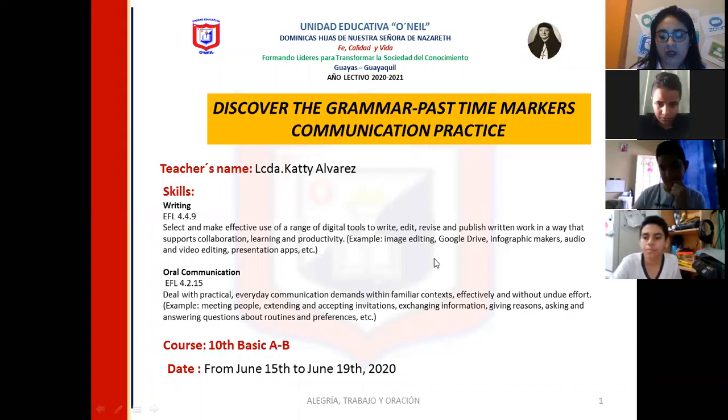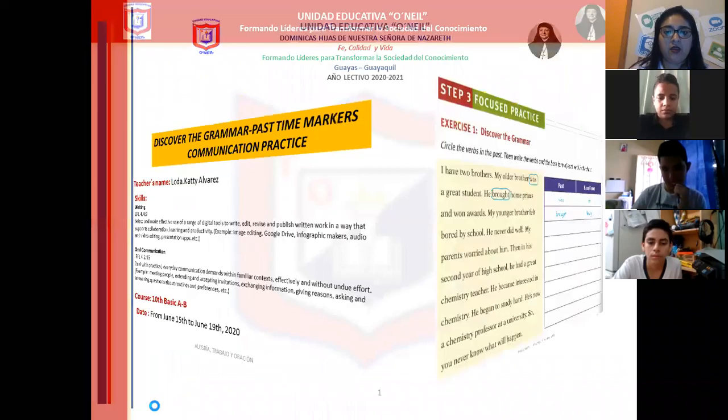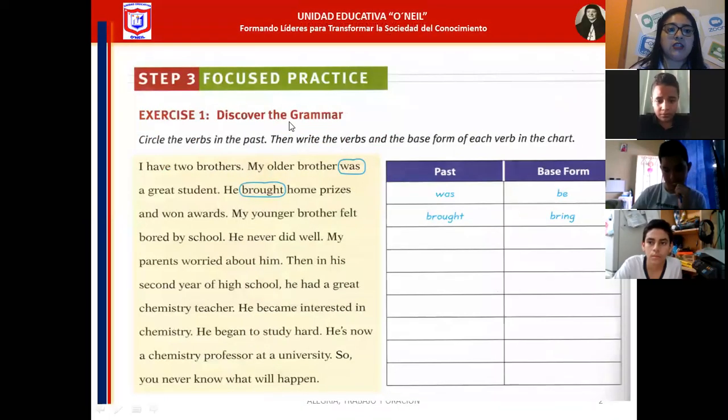Okay, luego ustedes esto ya copian o lo pegan si tienen cómo imprimir. Estas son las habilidades que vamos a desarrollar esta semana. Let's continue with this activity.